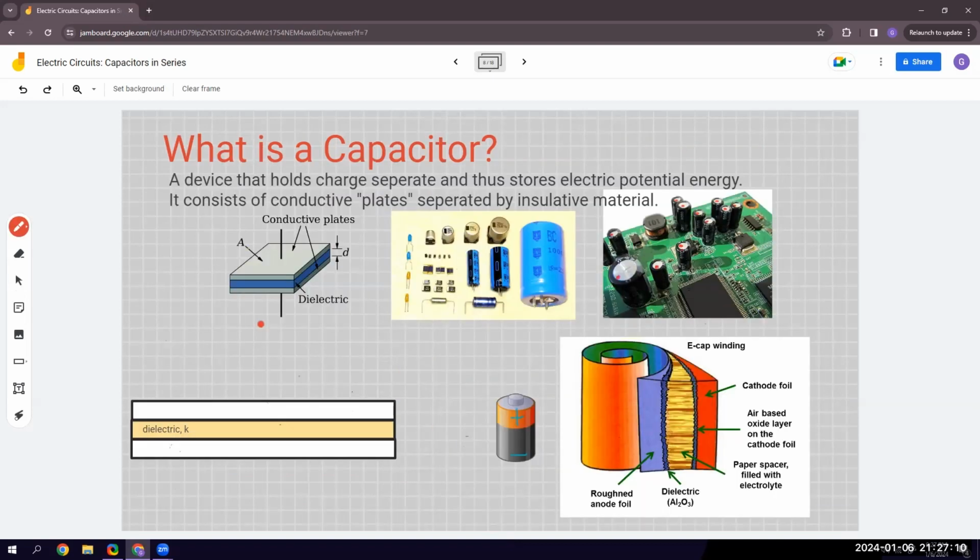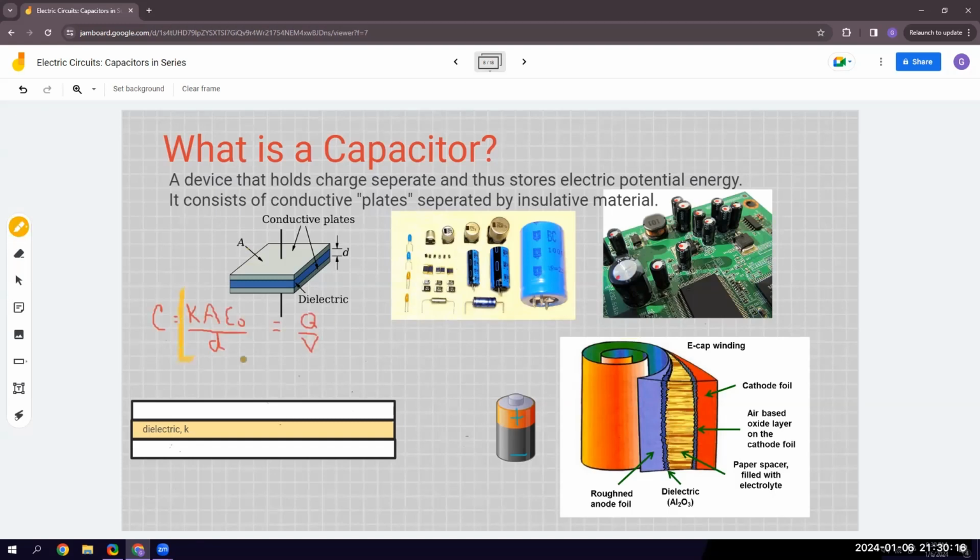So what is a capacitor? Well, it's a device that holds charge separate, and thus, with the separation of the charge, it stores electric potential energy. A capacitor consists of two conducting plates, which can be described as having an area. There is a distance between the plates, and either a vacuum, air, or some insulative material is sandwiched between the two plates. The physical parameters determine a capacitor's capacitance, and once it's made, that capacitance is a constant.